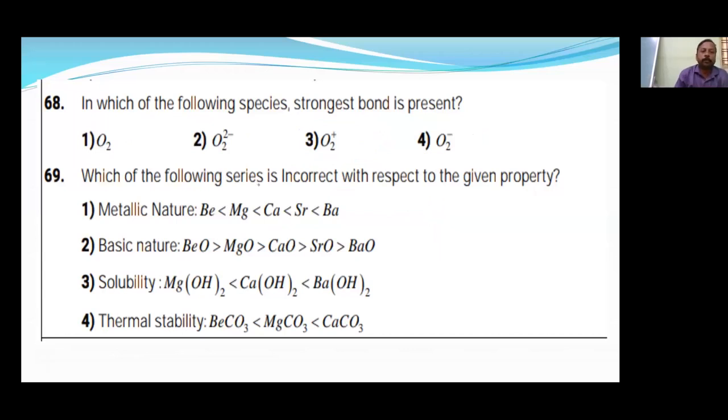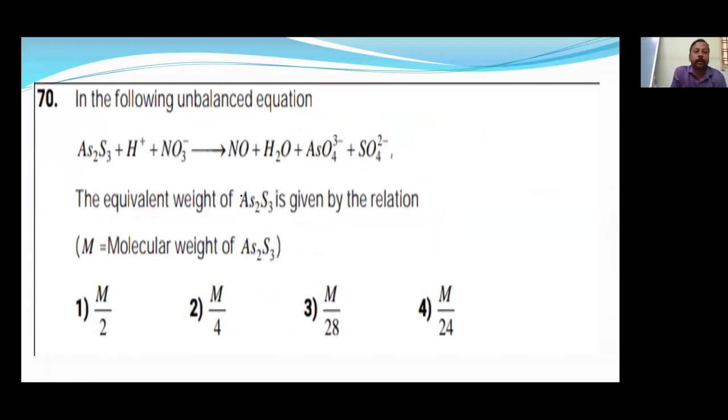Okay, next, in which of the following unbalanced reactions is the equivalent weight of As2S3 asked? A very good question. Here sulfur oxidation number will be -2, arsenic oxidation number is +3, and nitrogen oxidation number will be +5. So all are changing here. Anyhow, we are interested in As2S3. So here arsenic is changing from +3 to +5, and sulfur is changing from -2 to +6.